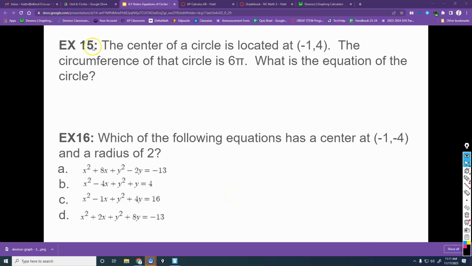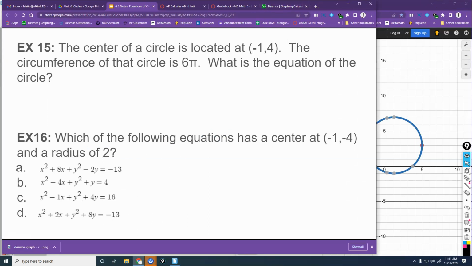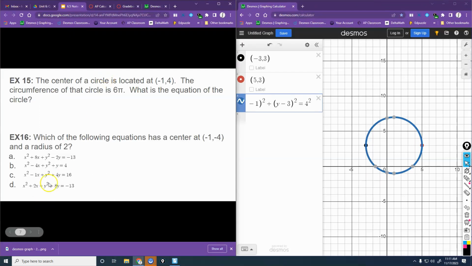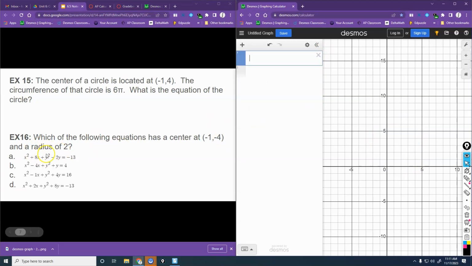Okay, I'm going to skip 15 for right now. Let's look at 16. 16 gives you a weird question. I know I've made that too small for you to see, but you've got it on your paper. Which of the following equations has a center at -1, -4, and a radius of 2? Do they look like what we were just trying to do right there?